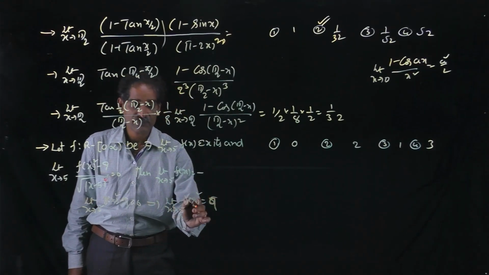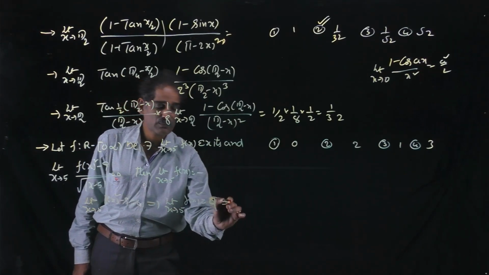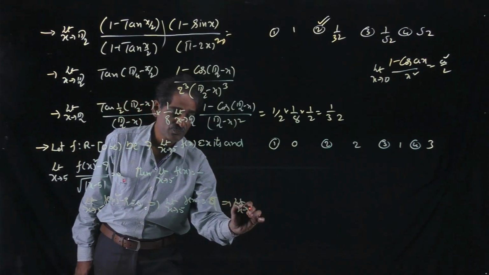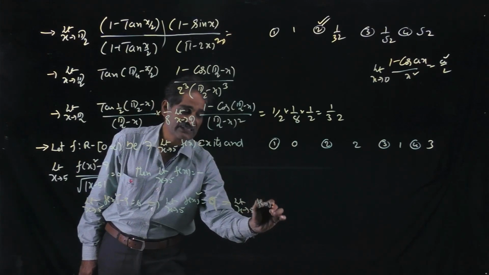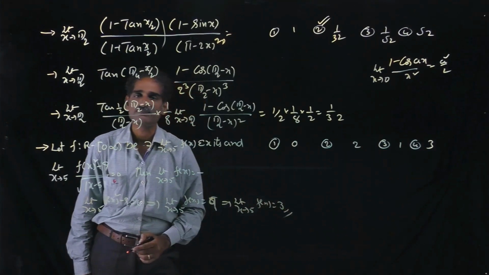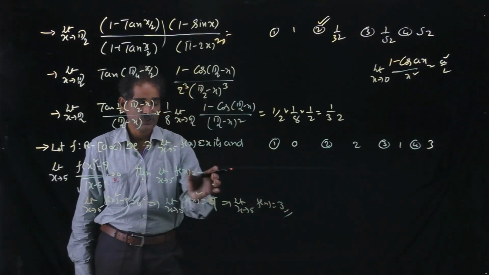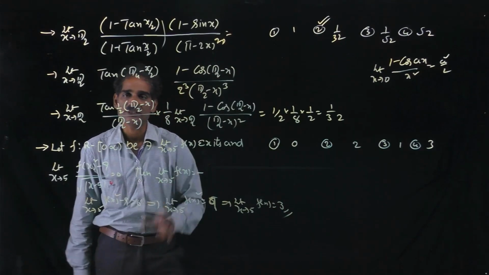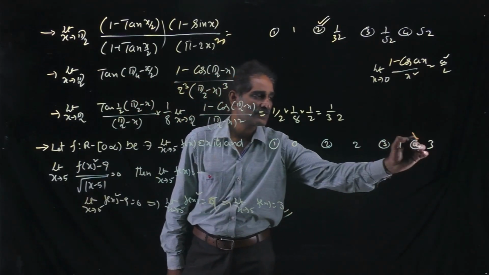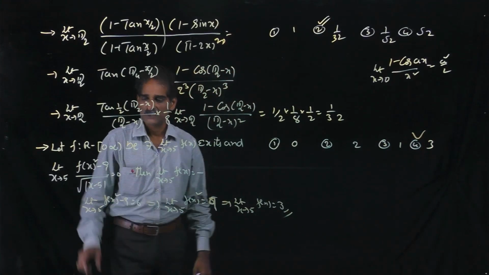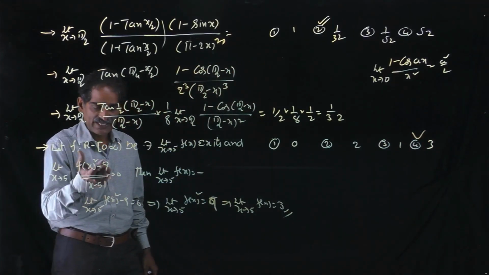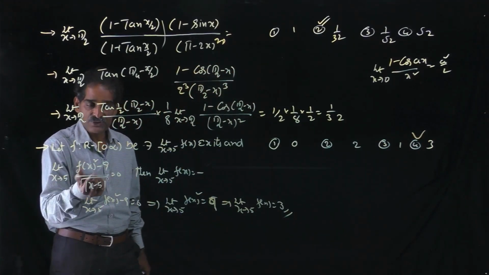Limit x tends to 5, f of x whole square equal to 9. From this, limit x tends to 5, f of x is equal to 3. Now the value of this expression is 3. So the answer is 4. This is a finite limit.